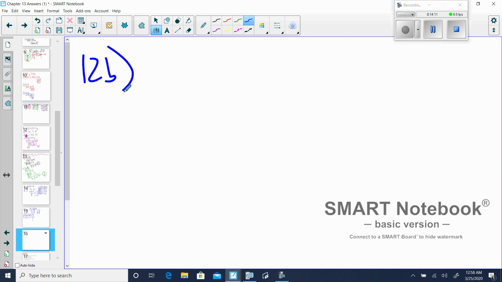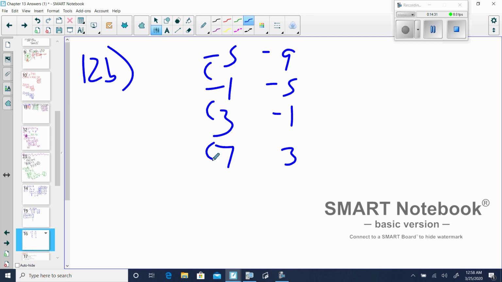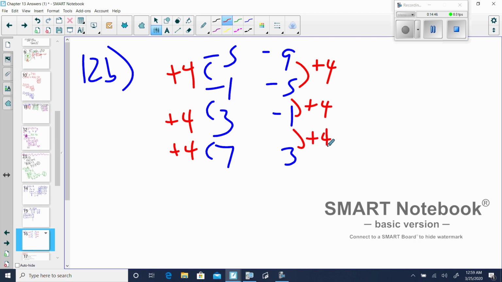We come to 12b, we get -5, -9, -1, -5, 3, -1, 7, 3. So the difference between each of these values is 4, right? Because we did +4, +4, +4. From -9 to -5, we added 4, added 4, added 4.